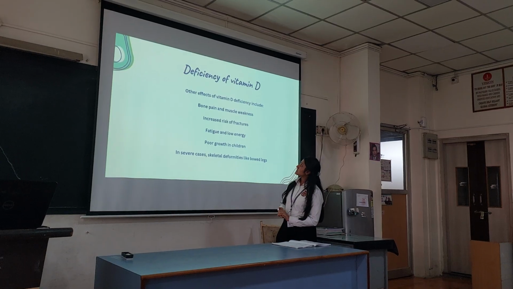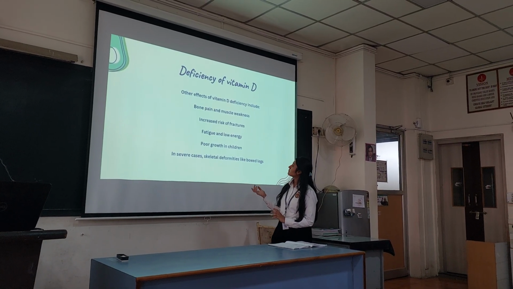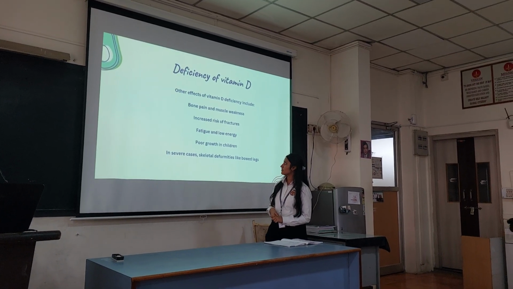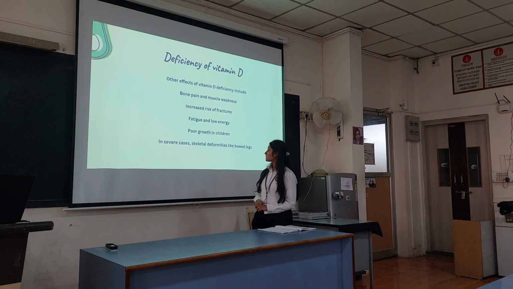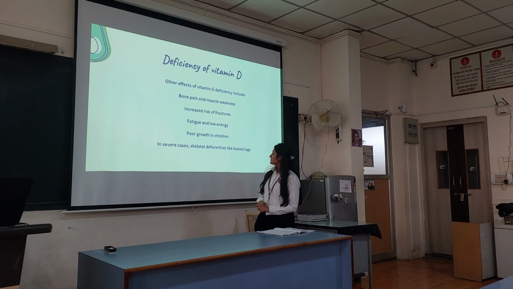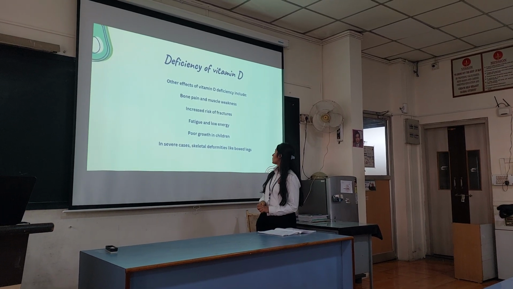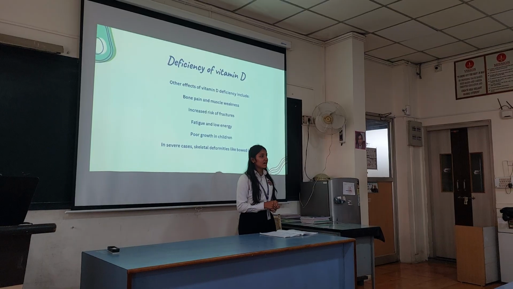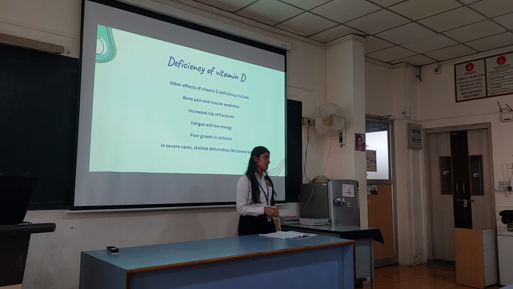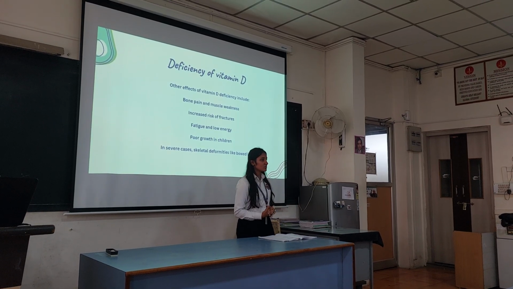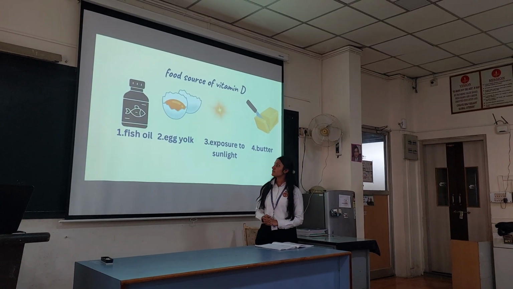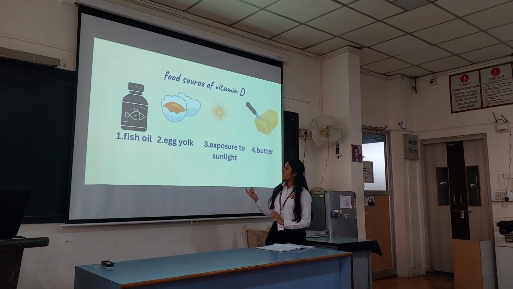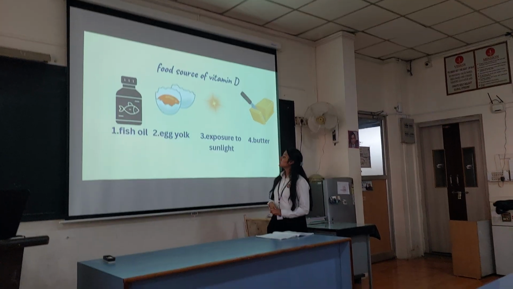Deficiency of vitamin D results in bone pain, muscle weakness, increased risk of fracture, fatigue, low energy, poor growth in children, skeletal deformities like bowed legs. Bowed legs, that is, legs that look curved without any reason. That is known as bowed legs. Sources of vitamin D: fish oil, and exposure to sunlight.